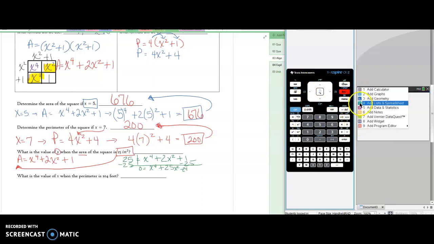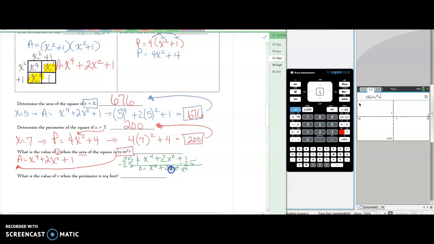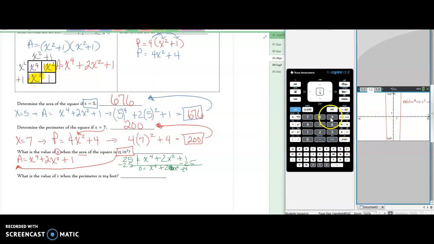Control Doc. Add graphs. X to the 4th power. Plus, where did I get this 25 from? Oh, I got it there, didn't I? That should be a 2x. God, y'all. 2x. Hopefully you caught that and said, what is she doing? Minus 24. Maybe this one's prettier. That's what it should be. I'm like, that doesn't look right. Menu, analyze graph, analyze graph 0, click, drag, click.